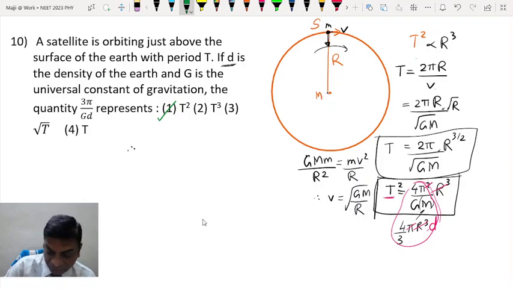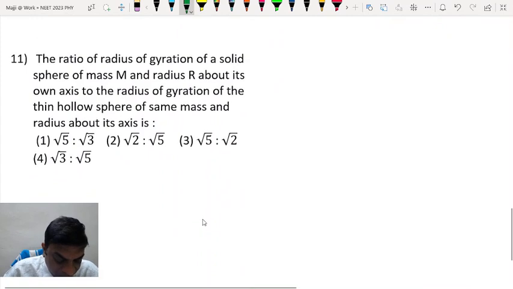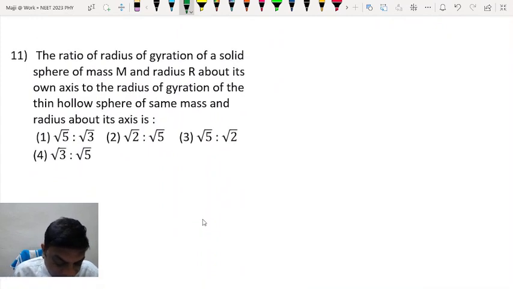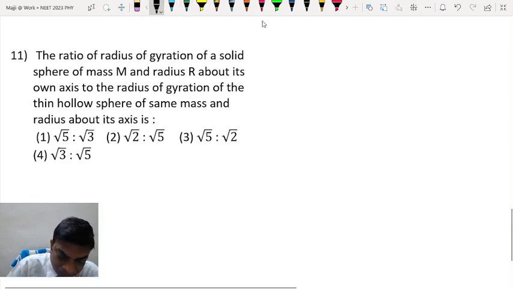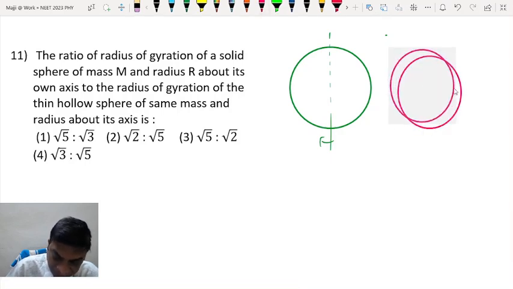Then moving on to the next question. The ratio of radius of gyration of a solid sphere of mass m and radius r about its own axis to the radius of gyration of a thin hollow sphere. So you have a solid sphere and a hollow sphere of the same mass and same radius.